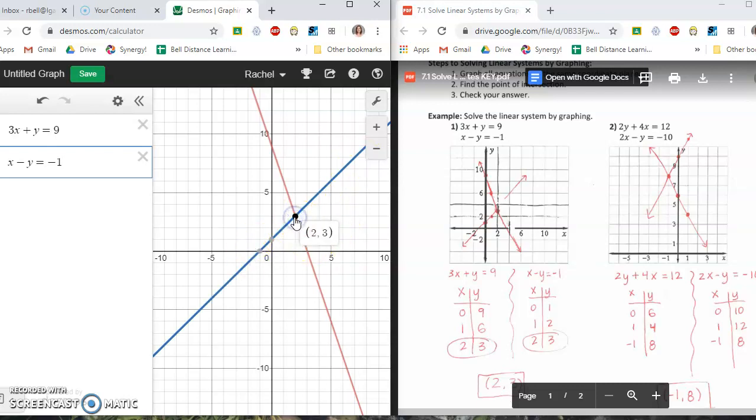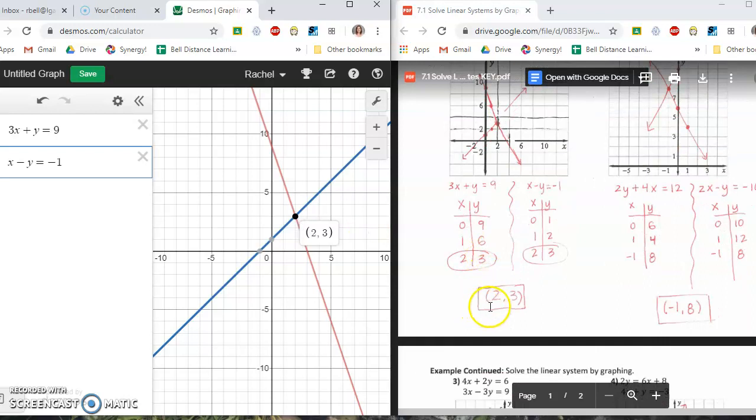The answer is this point right here where the two lines touch. So it is the point (2, 3). If I look at my teacher's notes, yes, that is the answer, (2, 3).